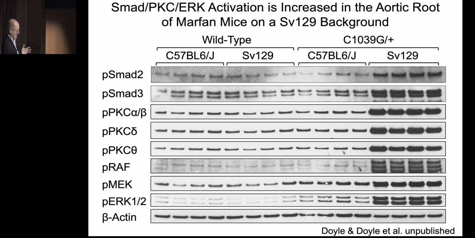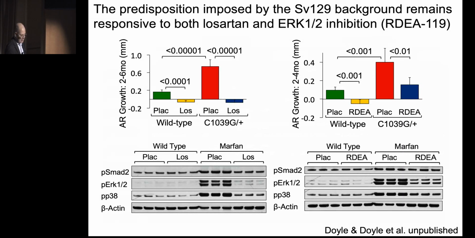and that the signaling abnormalities that we've been thinking about are all greatly exaggerated on the predisposed 129 background, including the excessive SMAD activation, PKC, and ERK activation that we've so definitively linked to disease pathogenesis. So now we found that the predisposition that was present on the 129 background remains dramatically responsive to losartan and also remains responsive to the ERK inhibitor. So everything that we had found so far seems to be relevant to this exaggeration on the 129 background.